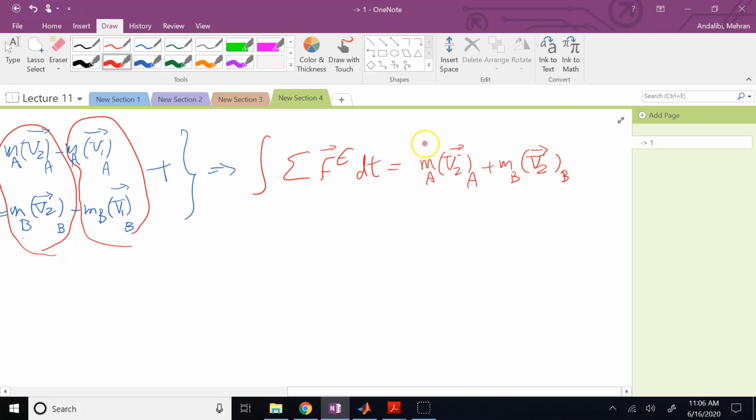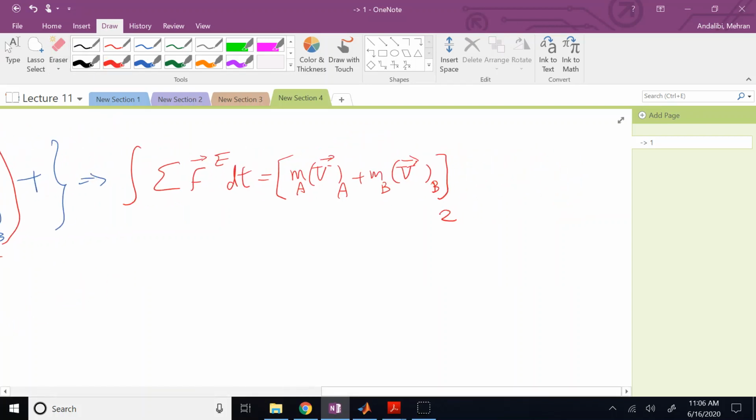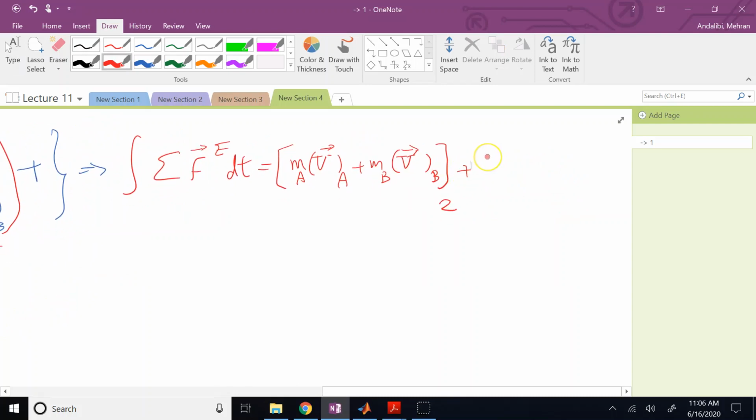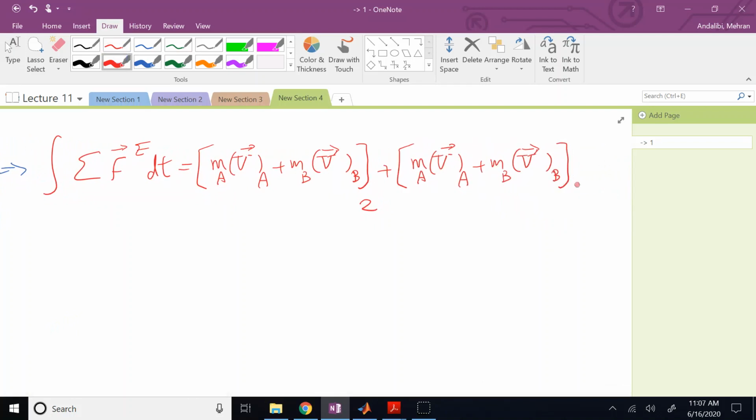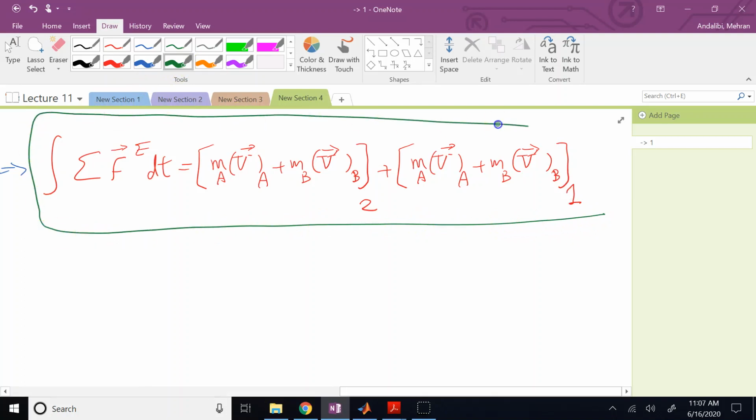Or if you want, I can simply put the 2 here, and then put a 1 there. There we go. Then next time I put a 1 here. So what does this mean? It means if you have a system of particles, and this should be negative.